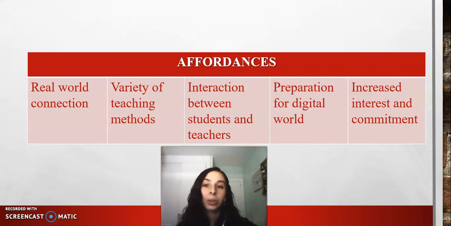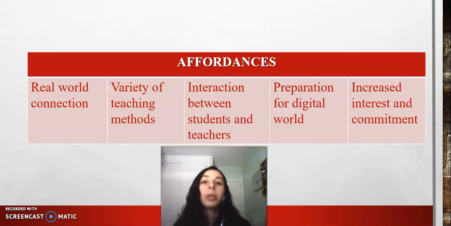We can also experiment with different types of teaching methods and strategies, such as the flipped classroom, and we can of course interact with our students, and they can also interact with each other.